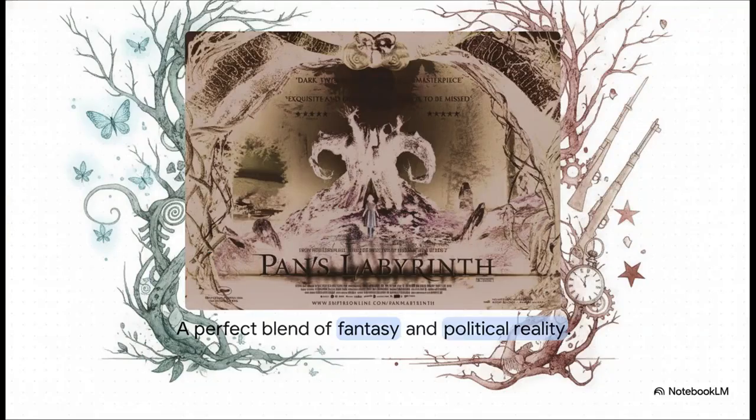Because Guillermo del Toro gives us this literally perfect blend of a dark, twisted fairy tale mixed with harsh political reality. The symbolism is incredibly rich, the characters are these sharply drawn archetypes, and the historical context of post-Civil War Spain, it's absolutely essential, but thankfully it's very manageable to teach. It's the kind of film that truly rewards that close, critical analysis that examiners are always looking for.